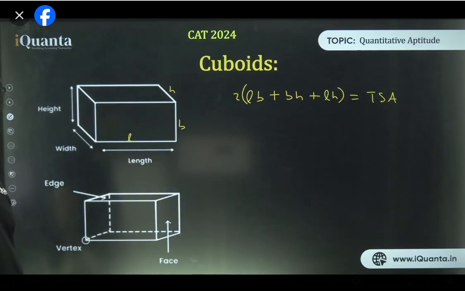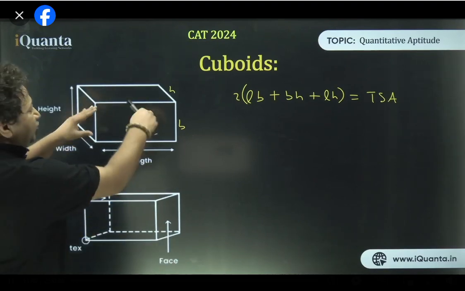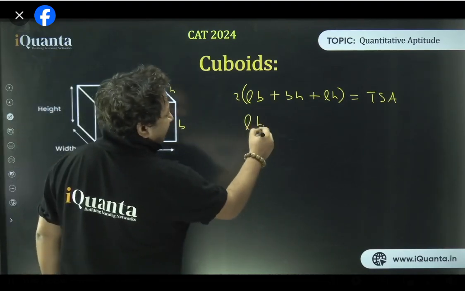And now think about it. If I want to calculate the volume, what do I have to do? We have to count the number of points in 3 dimensions. So L into B will come on one face, and then H times like this. Is that clear? LBH will be the volume.